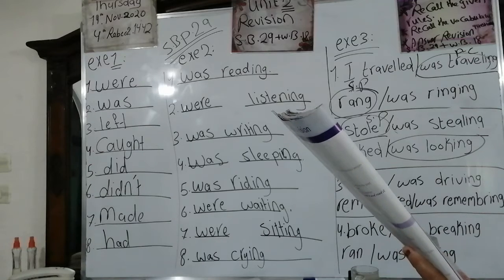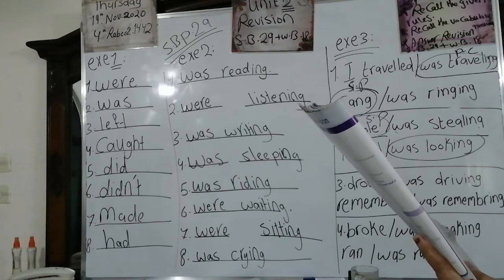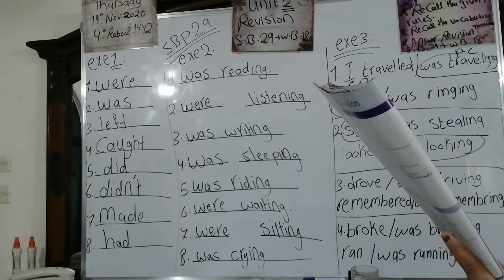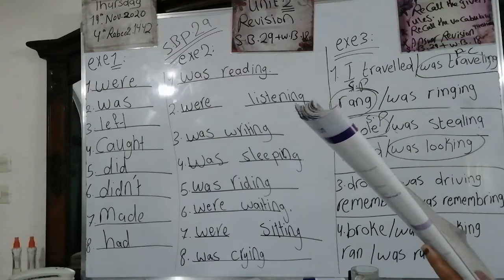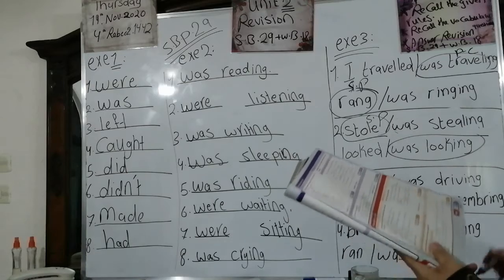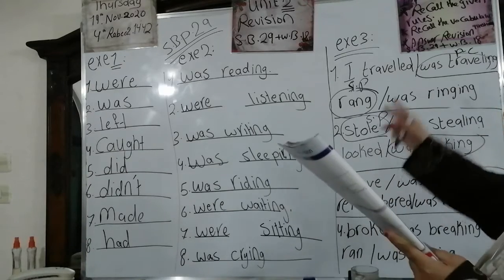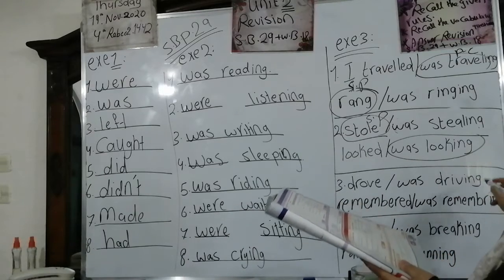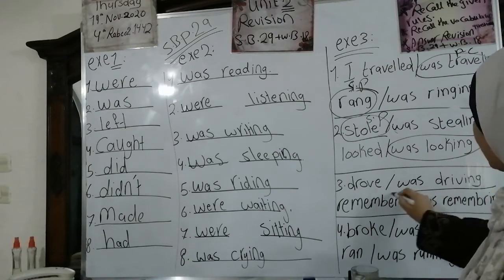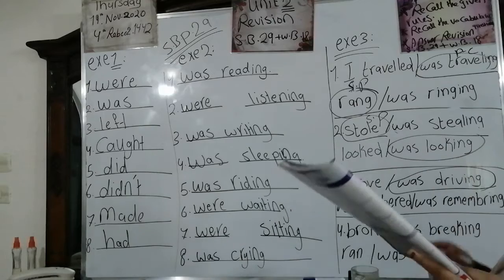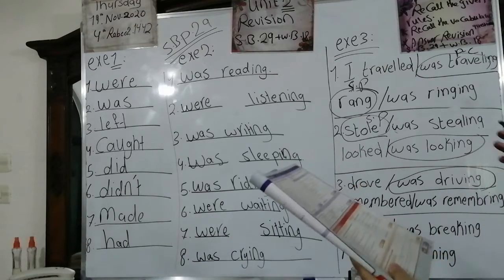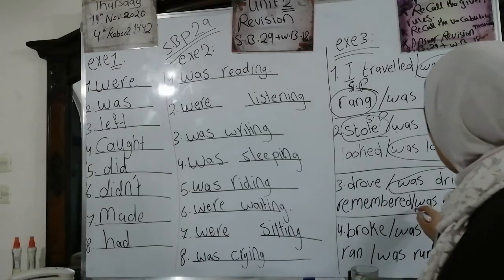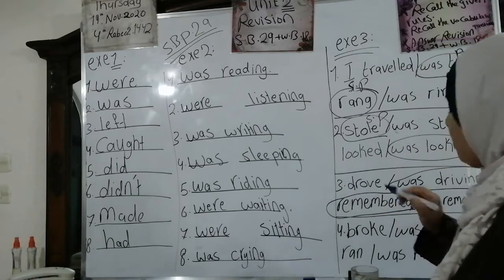Now, number 3. Greg drove or was driving home when he remembered or was remembering it was his parents' wedding anniversary. Now, Greg, what happened? Two actions happened at the same time in the past. The main action was what? Yes, excellent, was driving, past continuous. And the thing which is after when, which was what? Simple past. He remembered. Okay?